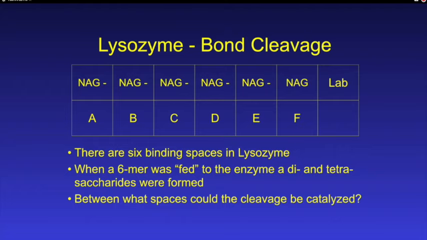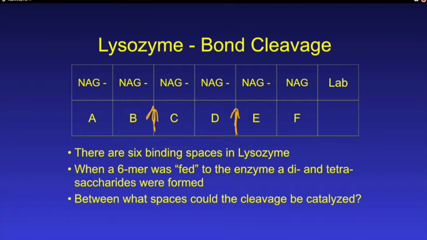Okay. Now when we break 6, the outcome was always the same. A dimer and a tetramer were formed. So there are 2 possible places in which breakage can occur. Right here to give a dimer of AB and a tetramer of C through F, or here between D and E, I could have an EF as a dimer and then A through D as the tetramer. And so this is one piece of information. How in the world do we derive which breakage occurs?